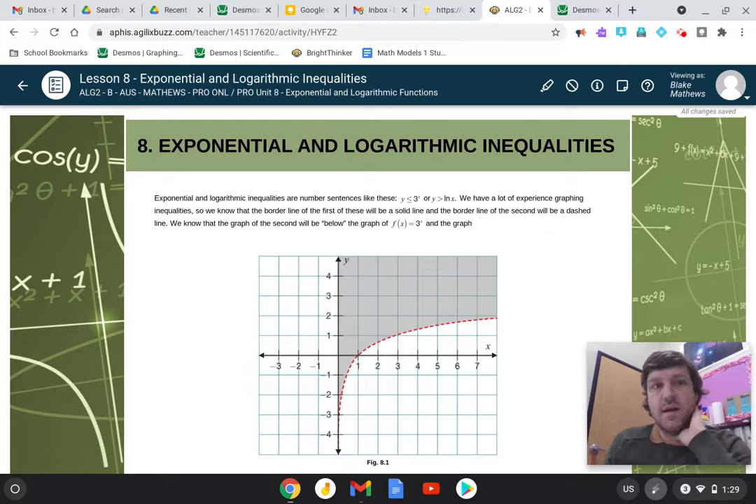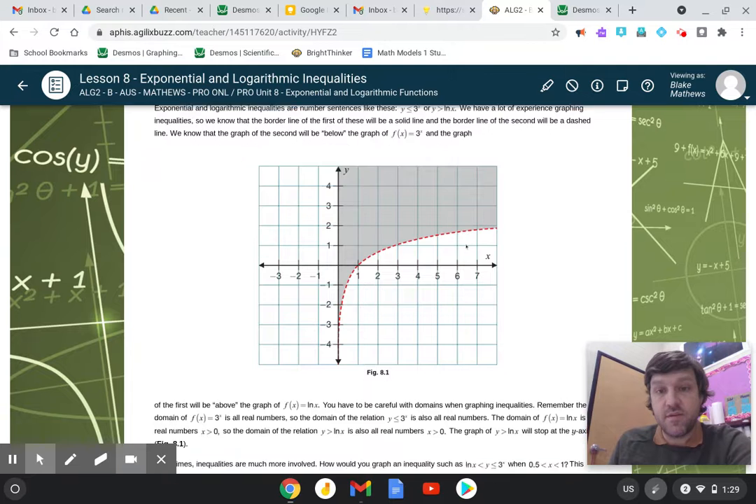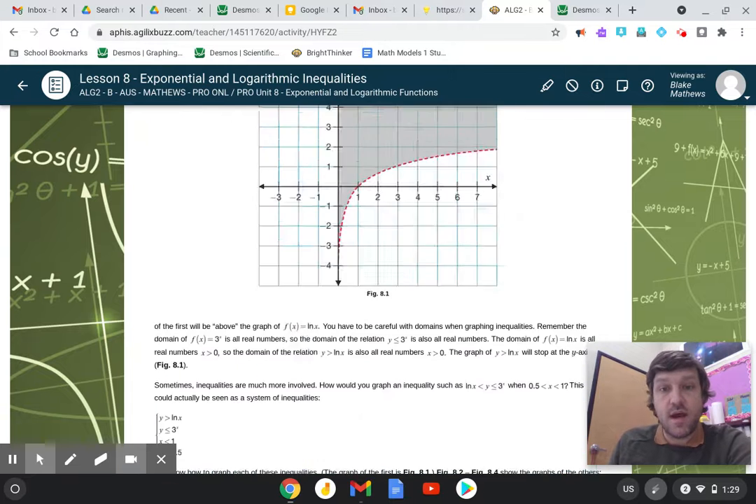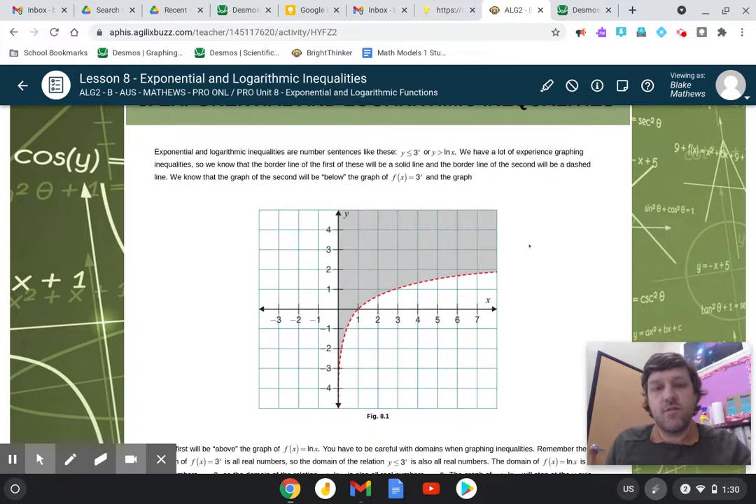All right, this is the Algebra 2, Unit 8, Lesson 8 video over how to graph exponential and logarithmic inequalities. Basically, the way you do that is you graph them on the graphing calculator. So we're going to talk about how to do that. I'm just going to run through the different graphs and their example here, and then we're going to see how it all works out. So for instance, they want us to graph the following.